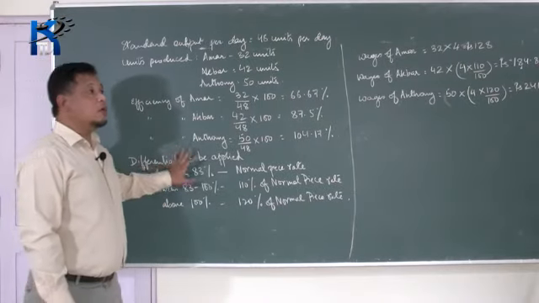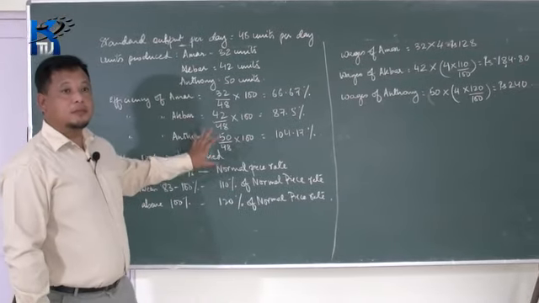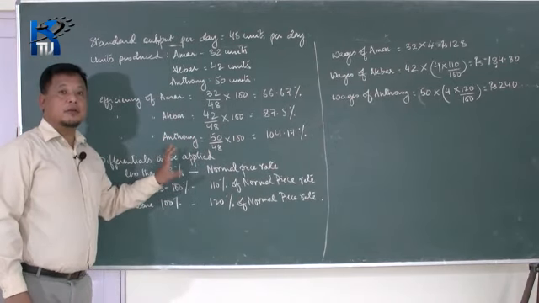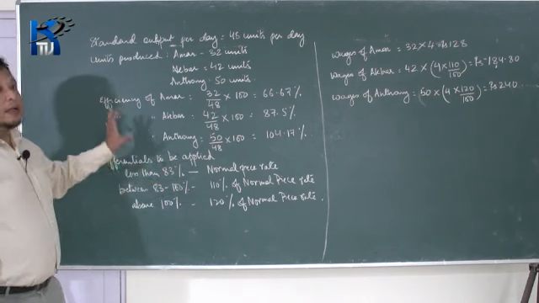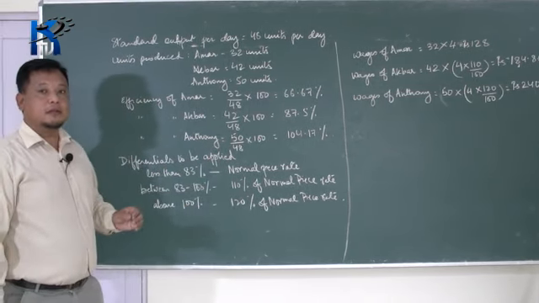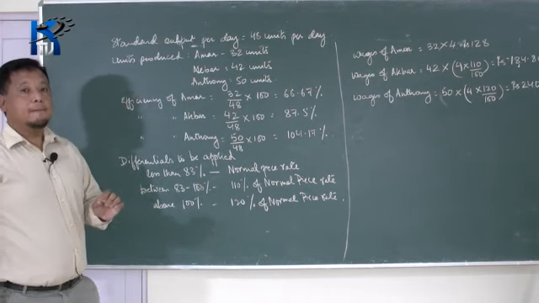So we have completed two differential piece rate methods of wage payment, Taylor's differential and Merrick's differential piece rate method. Next class we will be doing other bonus and incentive methods, the Rowan plan and Halsey plan.